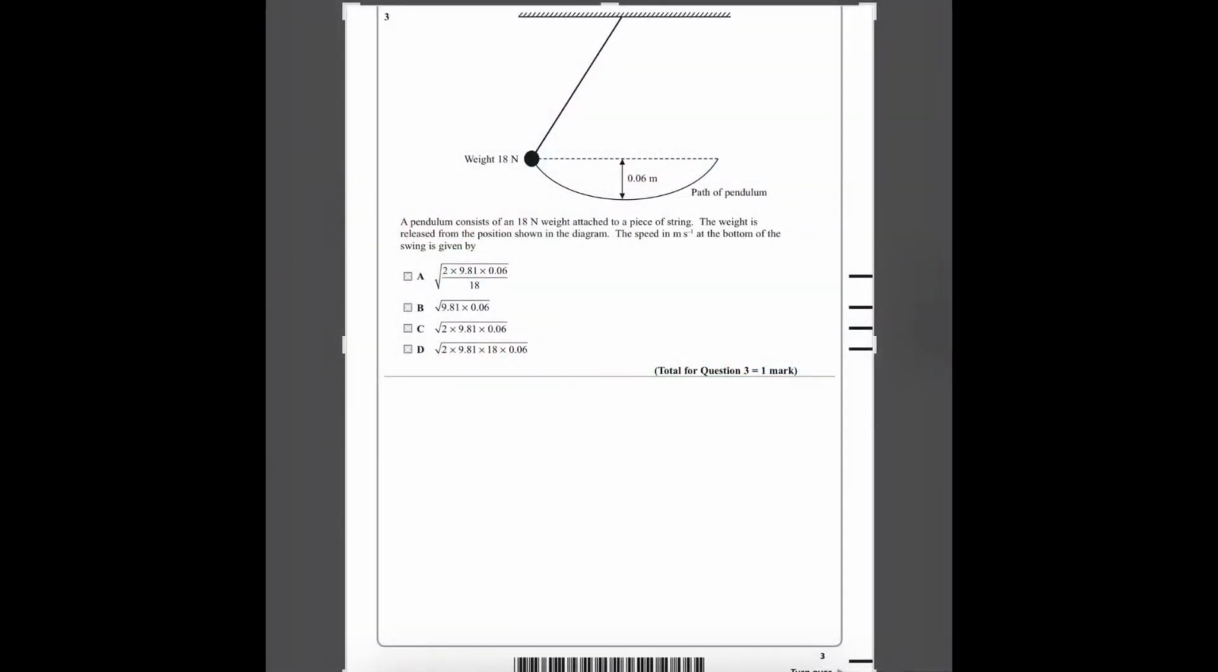Number 3. A pendulum contains an 18 Newton weight attached to a piece of string. The weight is released from the position shown in the diagram. So this is released from here, goes in this direction and goes up again. At this point, the velocity is again 0, and at this point, the velocity is maximum. So the speed in meters per second at the bottom of the swing is given by, okay, so maximum.